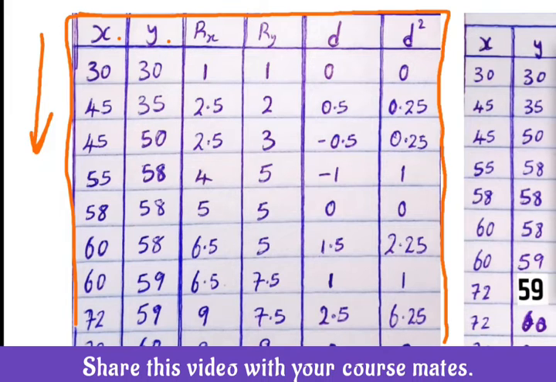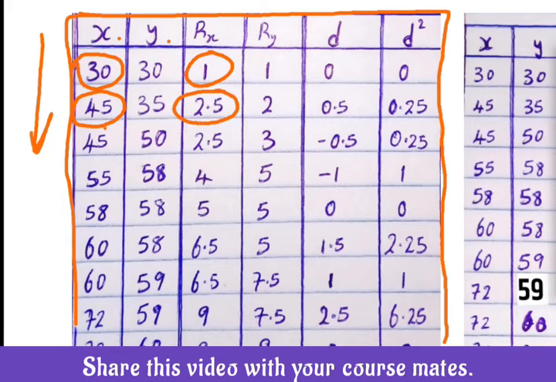So now, we will take x first. Assume you have an empty table. You are filling it gradually from column x down to d square. So for x, when we have 30, we assign rank 1. Why? Because that is the first score. Now we move to 45. We should assign rank 2.